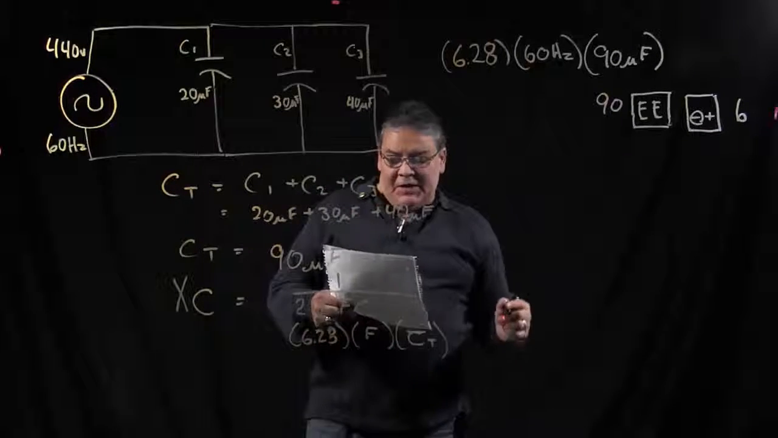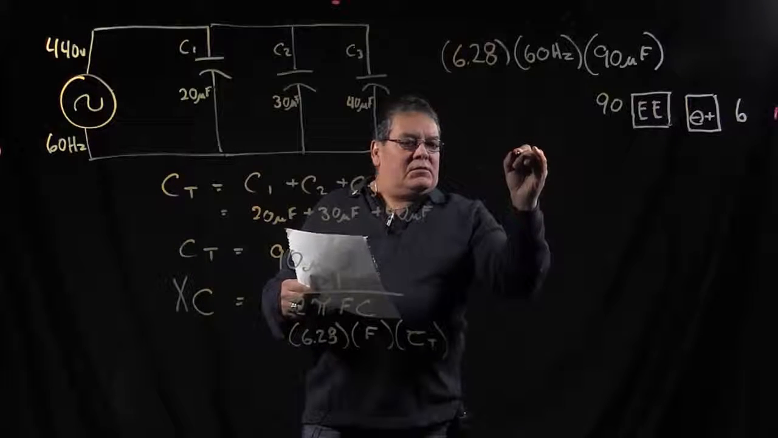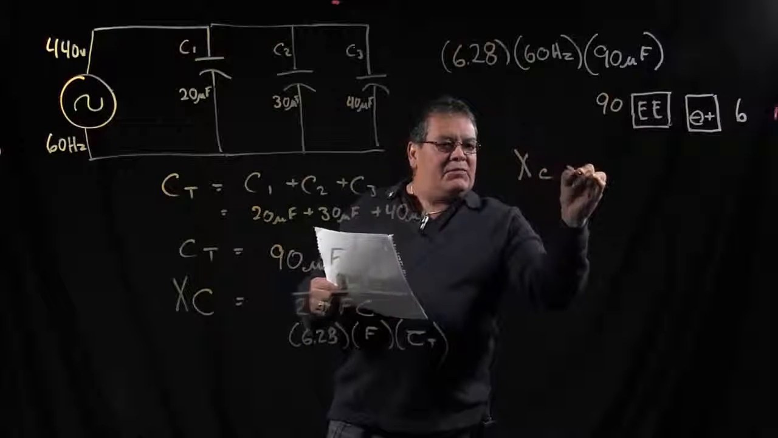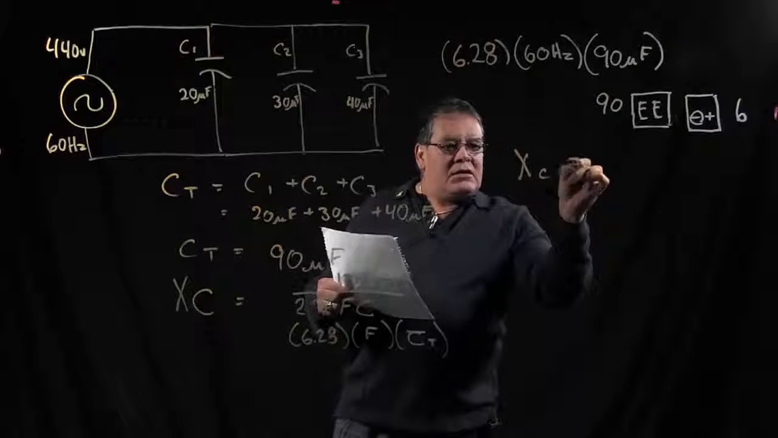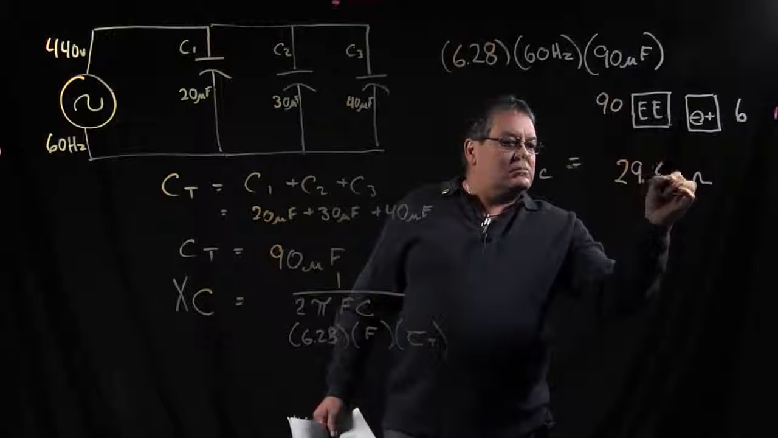And what you're going to come up there is you're going to have a total capacitance. When you multiply this all up, reactive capacitance is going to equal, this is 29.5 ohms.